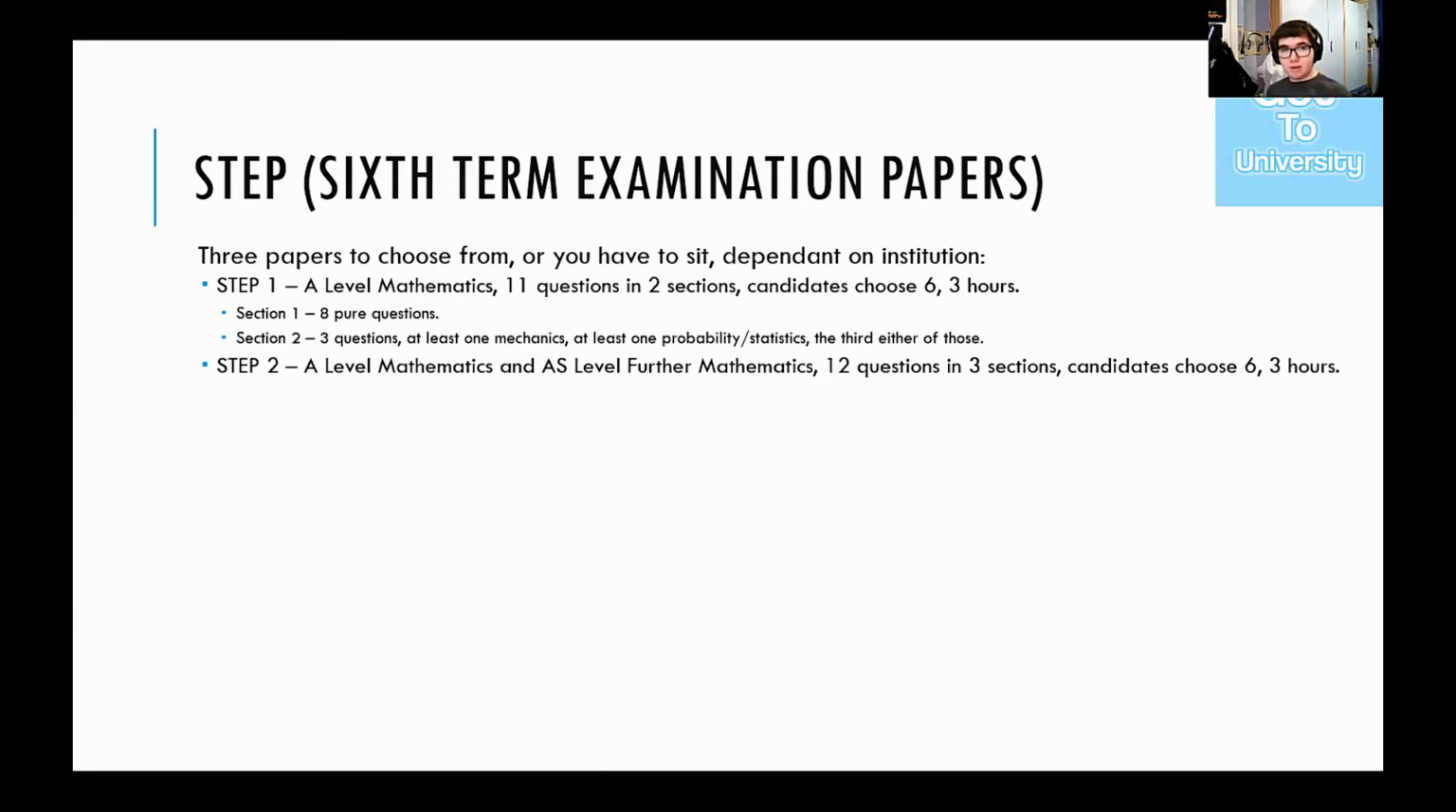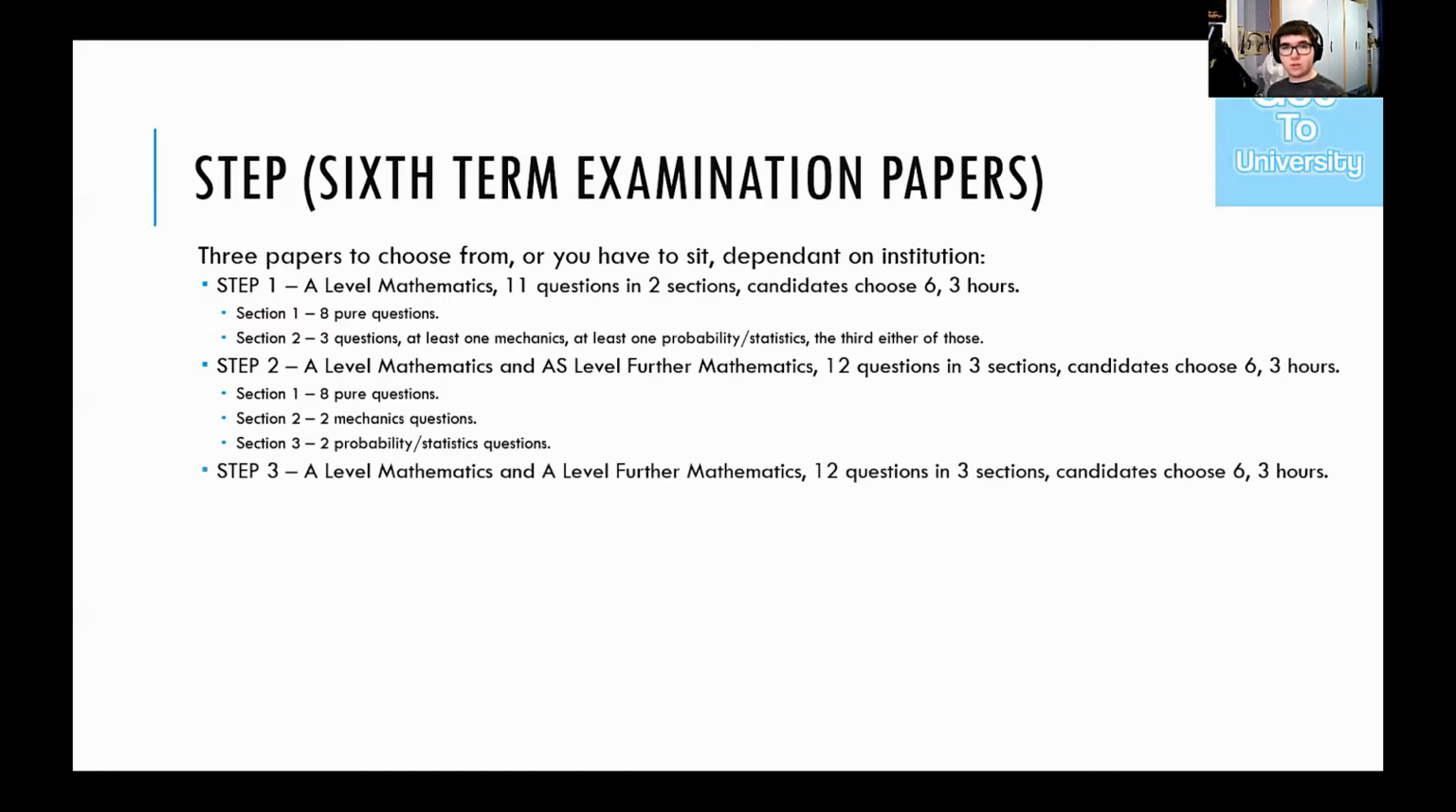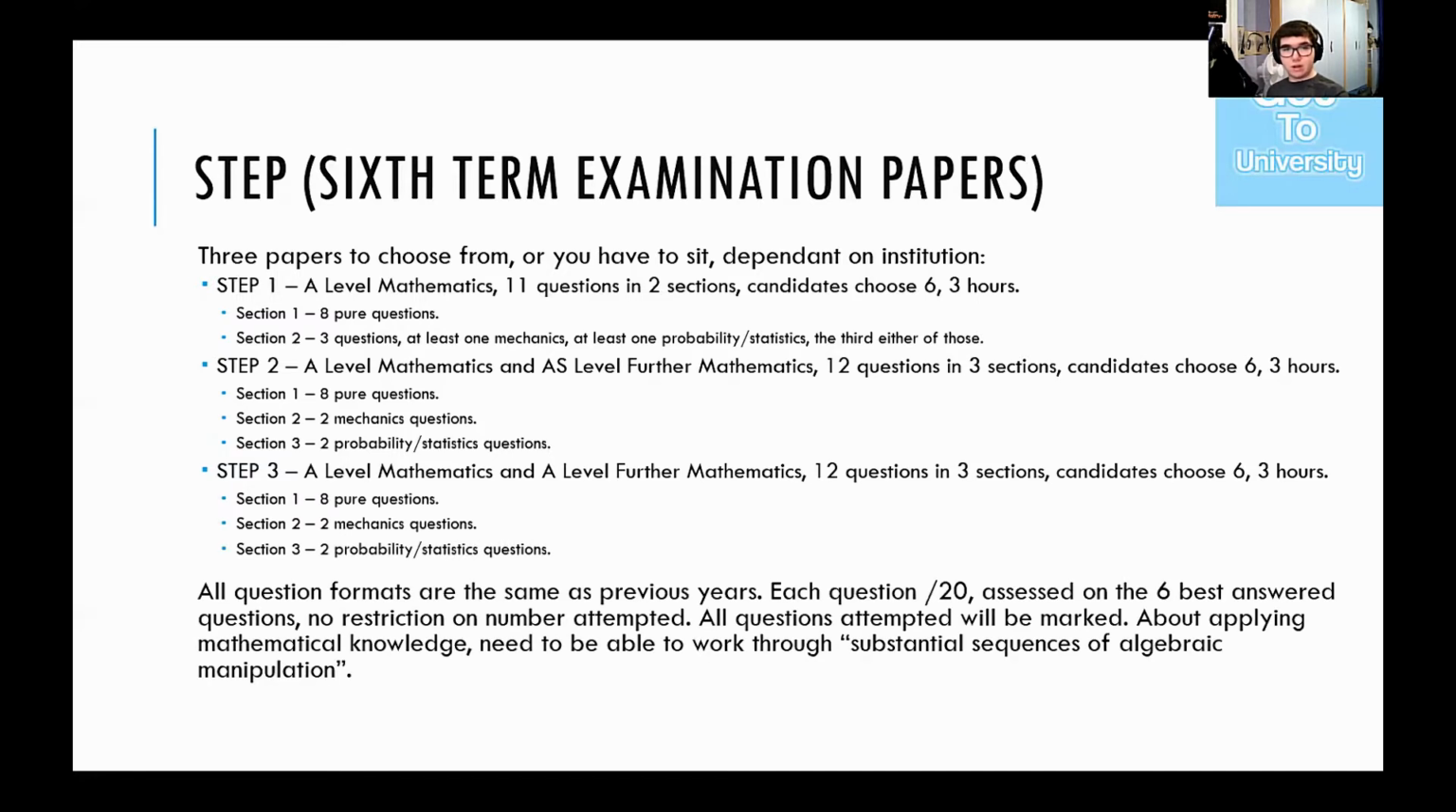So the second paper is A-level mathematics and AS level further mathematics. So you've got 12 questions in 3 sections. You choose 6 again, and that's another 3-hour paper. So you've got 8 pure questions in section 1, section 2 mechanics questions, and section 3 is 2 probability and statistics questions. And then your third STEP is A-level maths and A-level further maths. So that's 12 questions in 3 sections. You choose 6, and that's another 3-hour exam. So you've got 8 pure questions in section 1, and mechanics and probability like usual. So the format of this paper hasn't changed for quite a while apparently.